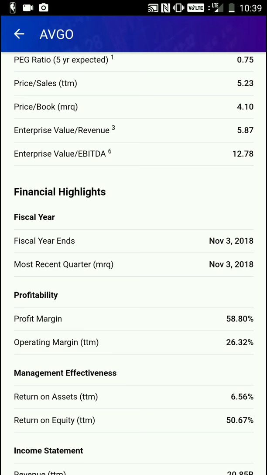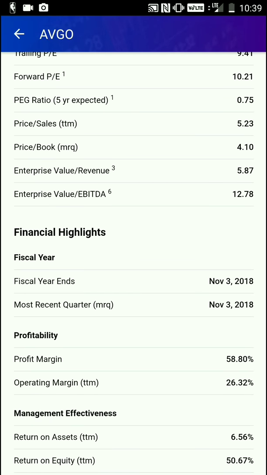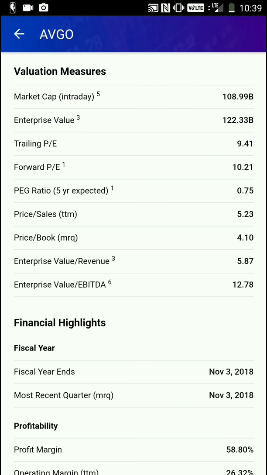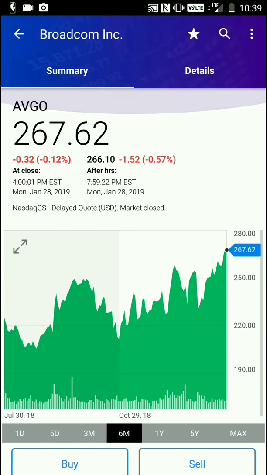And for those 3 reasons, just to sum it up quickly because I don't want to make the video too long: they have an insanely low PE of 9.4, a high dividend, and an insane profit margin.